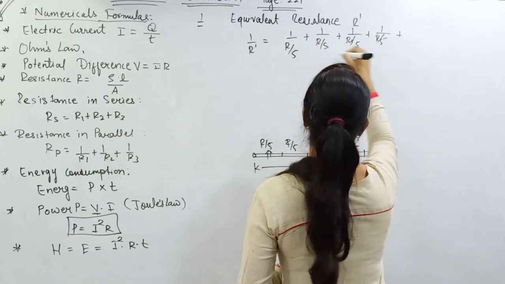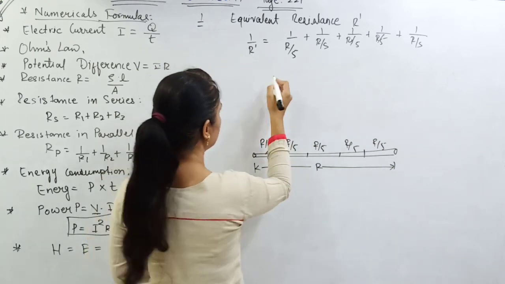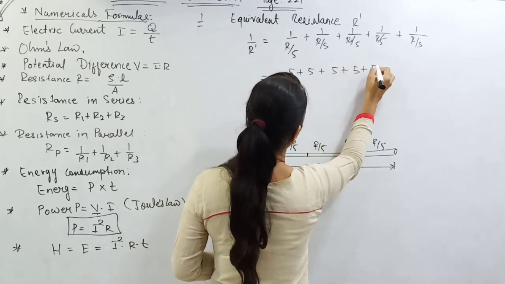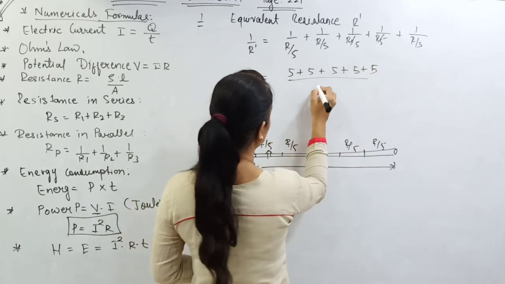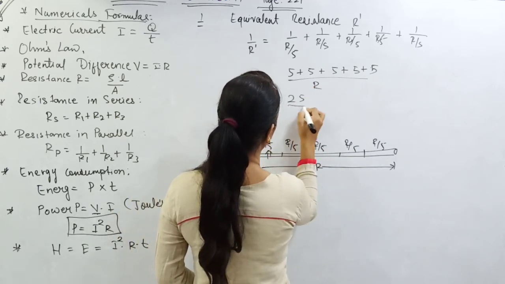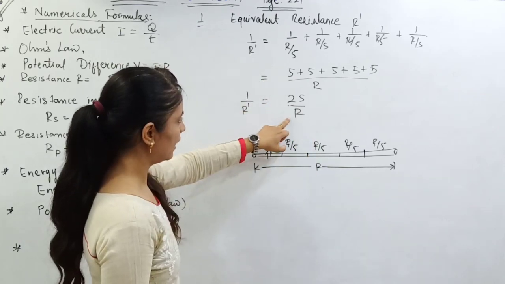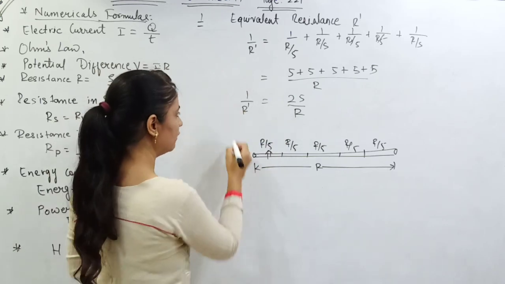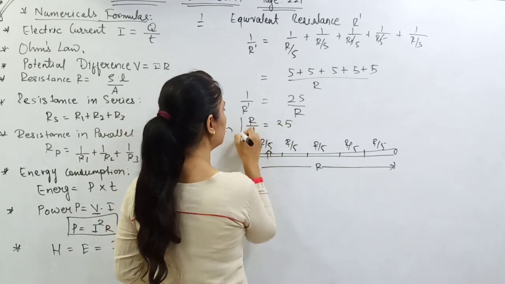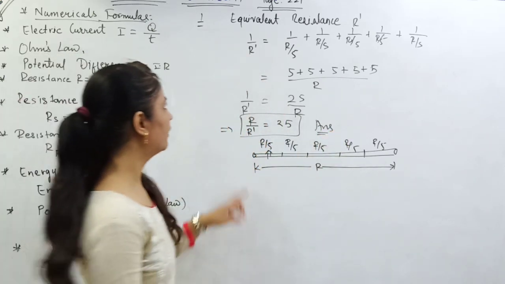1 upon R dash is 5 by R plus 5 by R and so on, like this. So what to do next, everyone? Just take the reciprocal. It will be 5 plus 5 plus 5 plus 5 plus 5 divided by R. Afterwards this gives you 25 by R. So here it is 1 upon R dash, so I can replace it. Finally, I will get the ratio R upon R dash equal to 25. So your answer is 25.